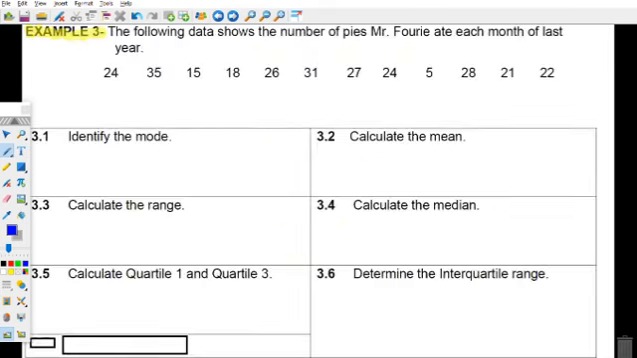Okay, so let's do the next example, quickly. Example 3 and example 4. We're going to do example 3 together. The data shows the number of pies Mr. Fourie ate each month of last year. Yeah, it's lots of pies, huh? Each month. So there's some days he had more than one pie. Okay, so what's the first thing we need to do? Ascending order. Put it in ascending order.